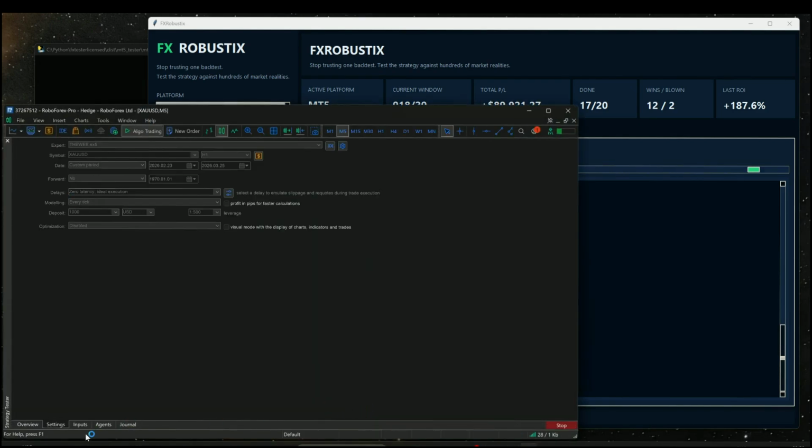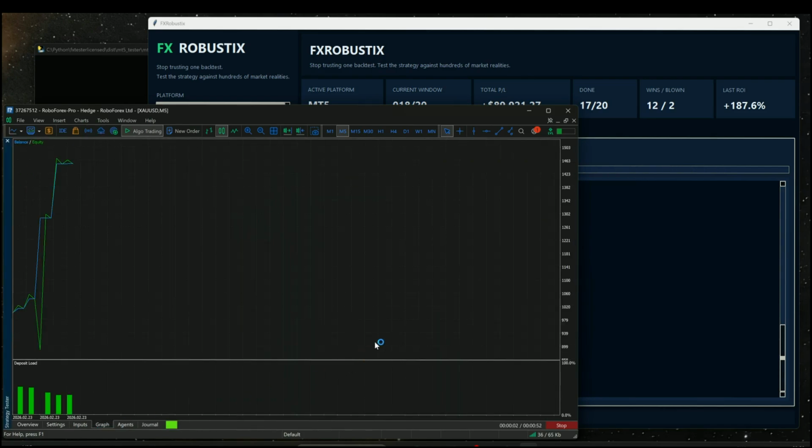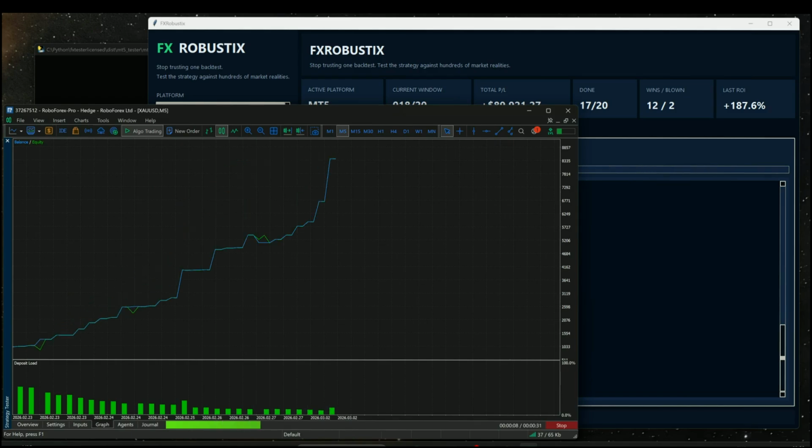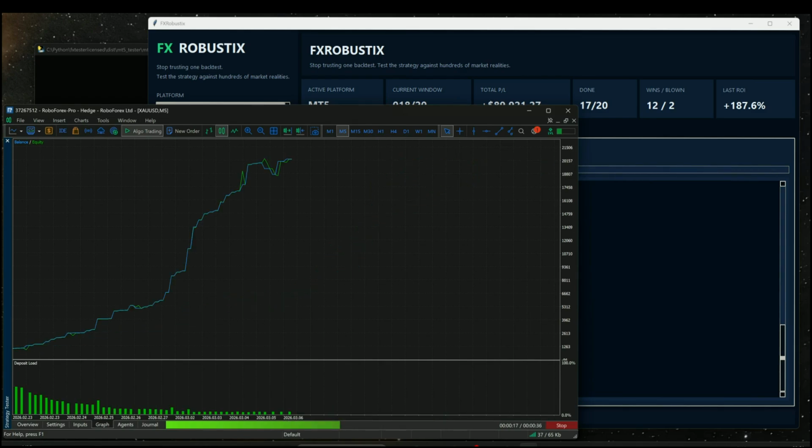This is exactly why FXRobustix was developed. This is not one cherry-picked MetaTrader backtest. This is 20 different robustness tests on the same robot across different historical windows, different start dates, and different market conditions. The robot tested here is running on XAUUSD H1 using aggressive settings. And look at the result.